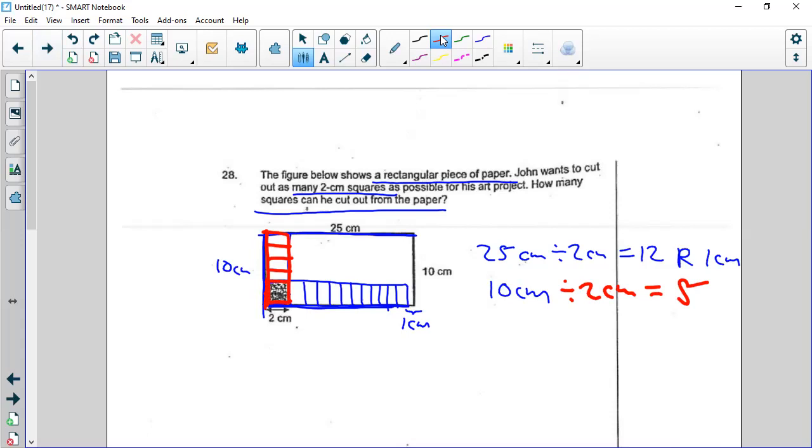All right. So if I can cut 12 squares along here, I can cut 5 squares along here. Then how many squares can I cut all together? Then 12 times 5 equals 60.